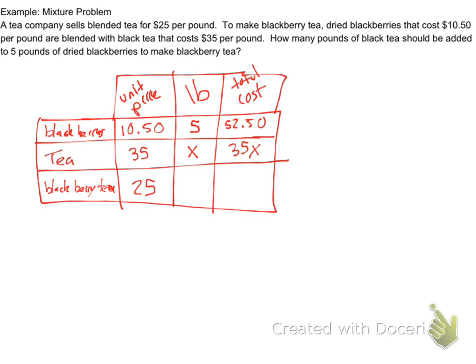Now, we don't know how many pounds of black tea are going into this mixture, but we know there's 5 pounds of blackberries. So how many pounds of blackberry tea will I end up with? At least 5. 5 what? Not 5X. Okay, let's just say there was 1 pound of tea going in. How many pounds total are at the end? 6. If there was 2 pounds of tea, there would be 7.